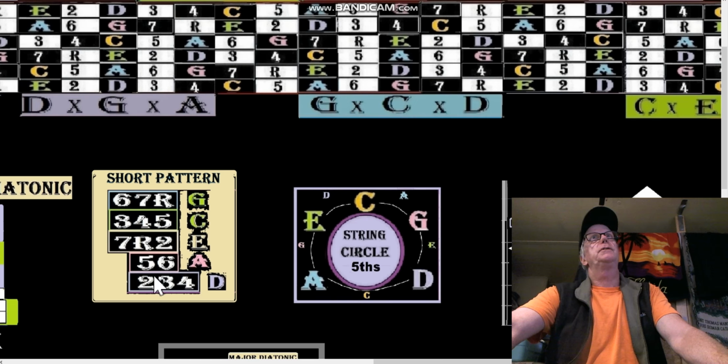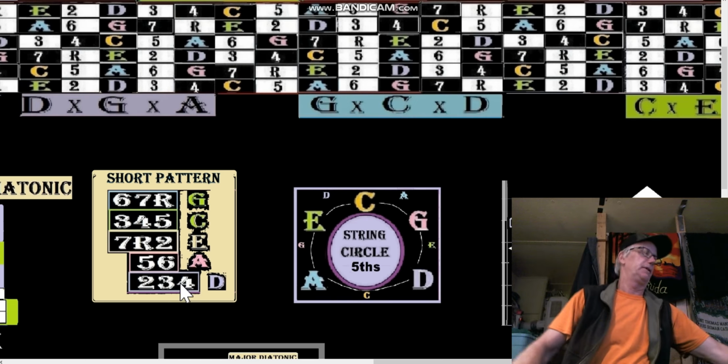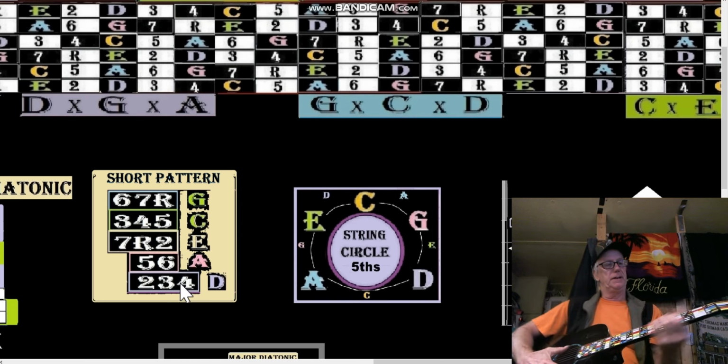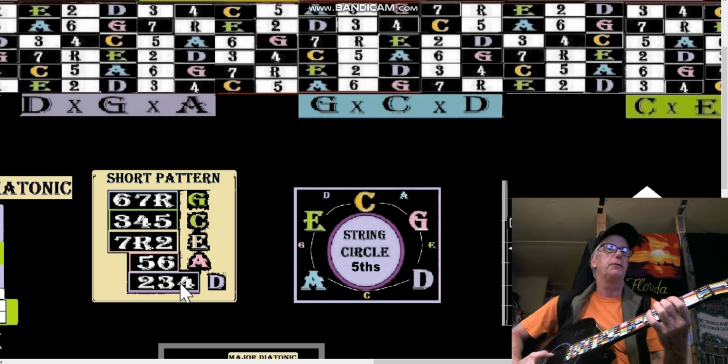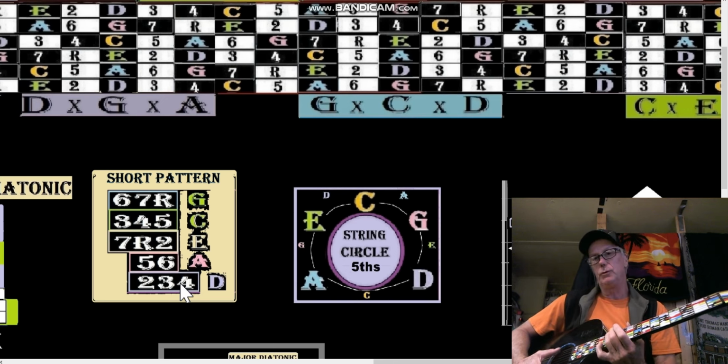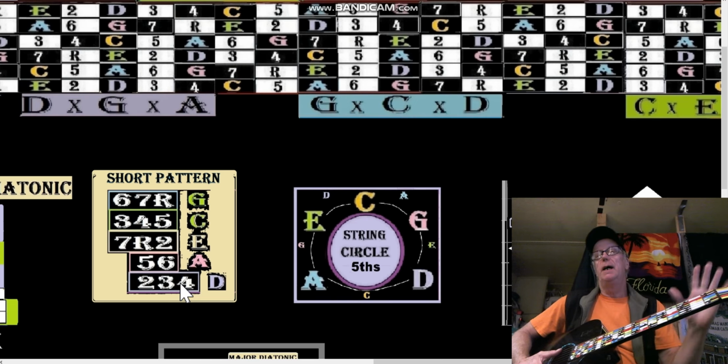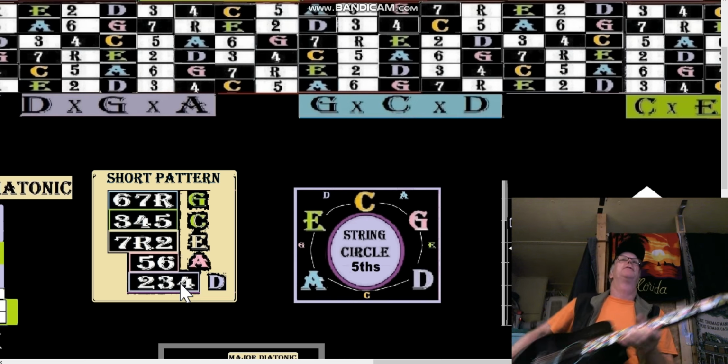So you want to learn these numbers, and they're little intervals. So in D you got 2, 3, 4. You know, 3, 4, and 7 root are half steps. Everything else is whole steps.